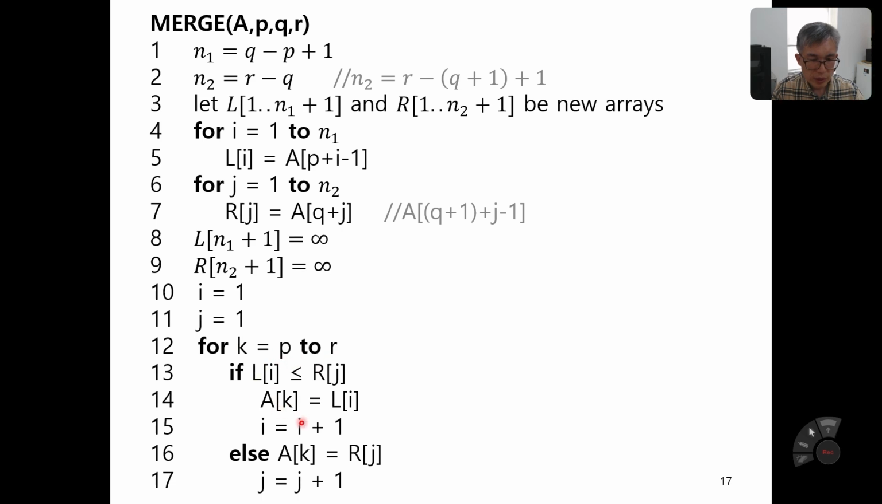From P to R, we use the temporary buckets, the left hand side and the right hand side, and then if L i is less than or equal to R j, this one is the appropriate value. We copy it here and increase i, so the left bucket index moves to the right. Otherwise, the right bucket element at index j is copied here, and j plus 1.